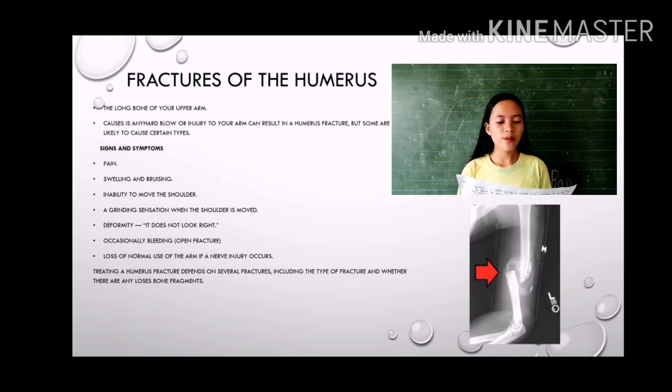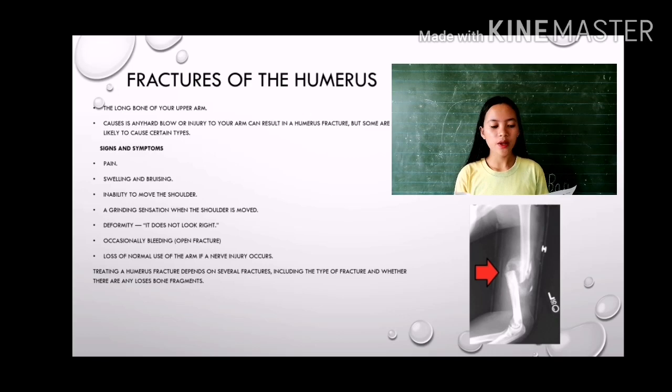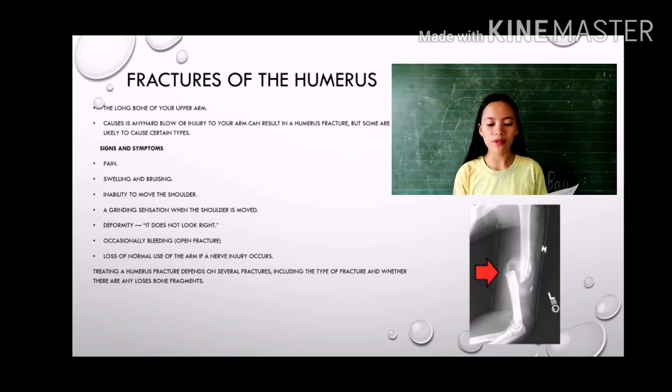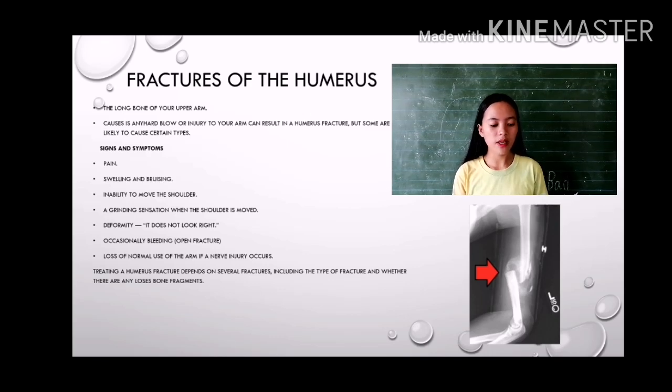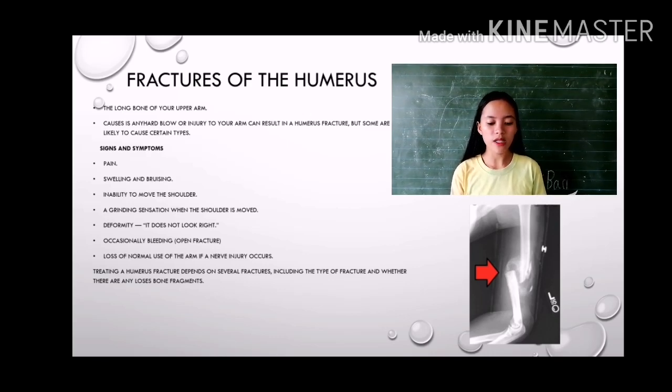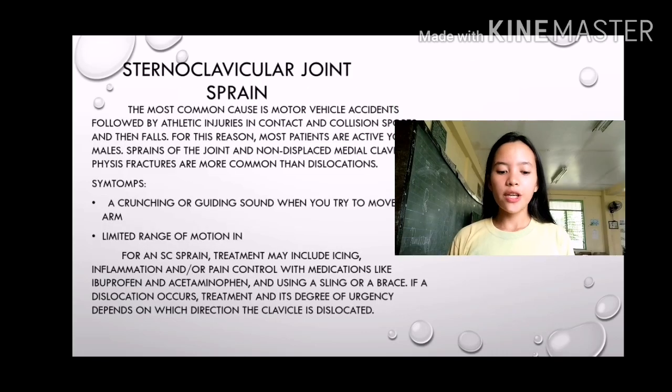Treating a humerus fracture depends on several factors, including the type of fracture and whether there are any loose bone fragments. To determine the best treatment, your doctor will start by taking an x-ray of your arm. They may also have you do some movements with your arm. This will help them to determine what kind of fracture you have and whether you have any other injuries.